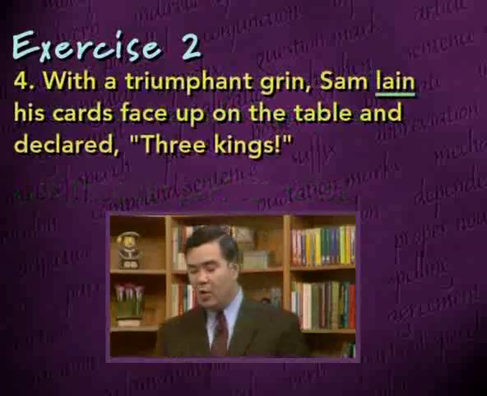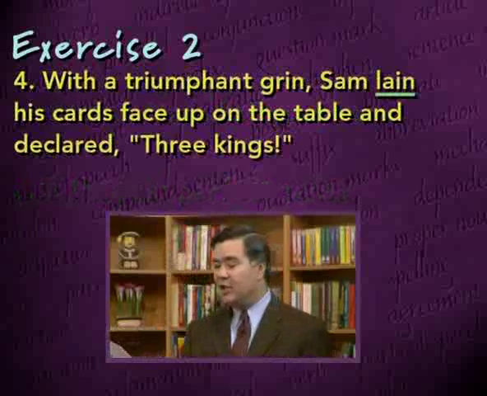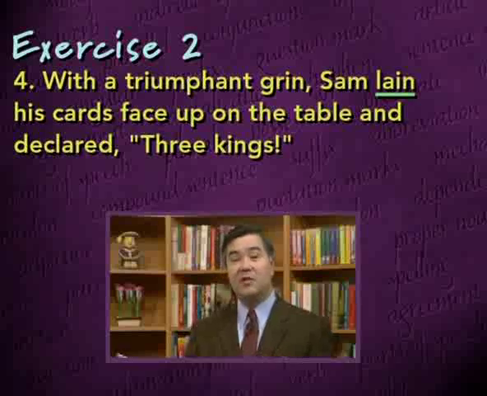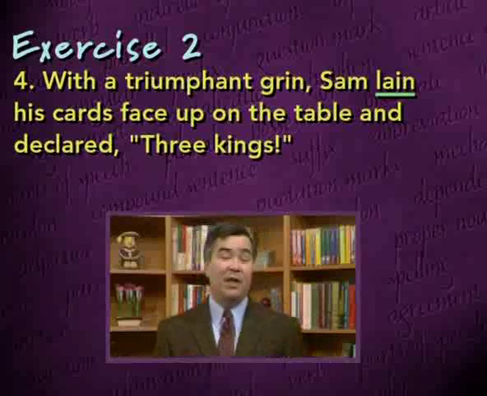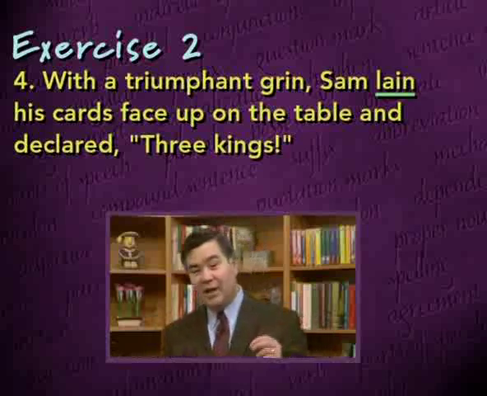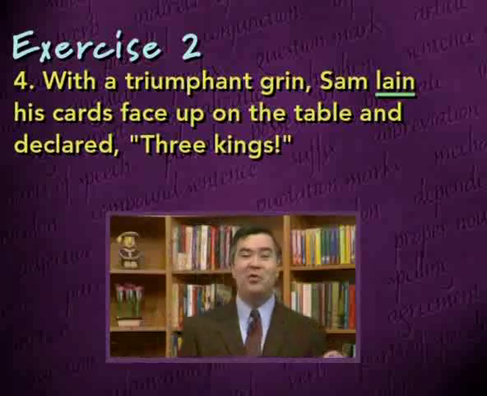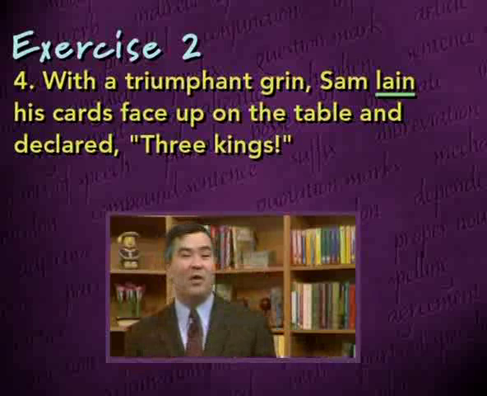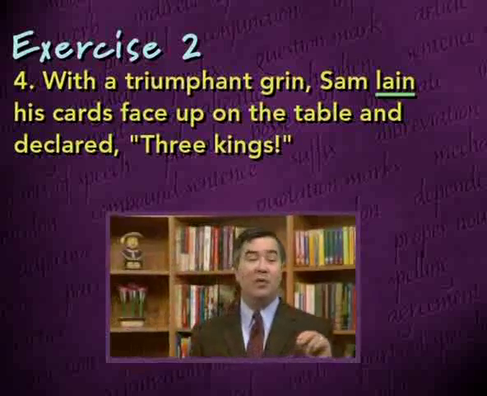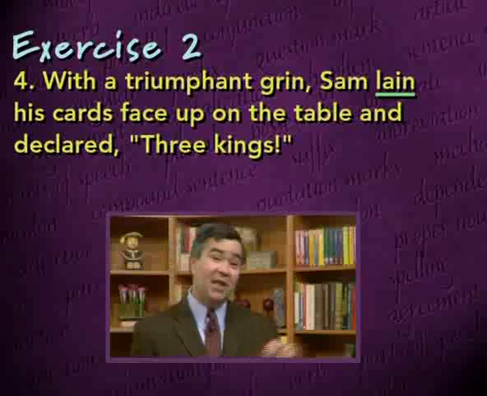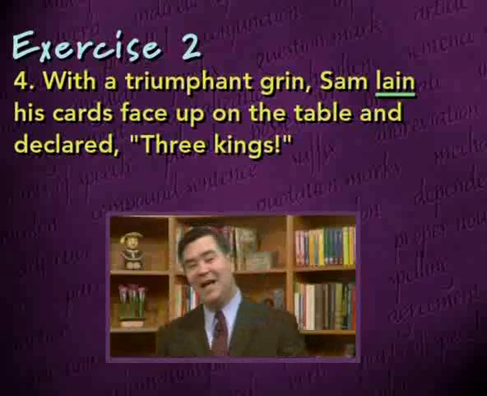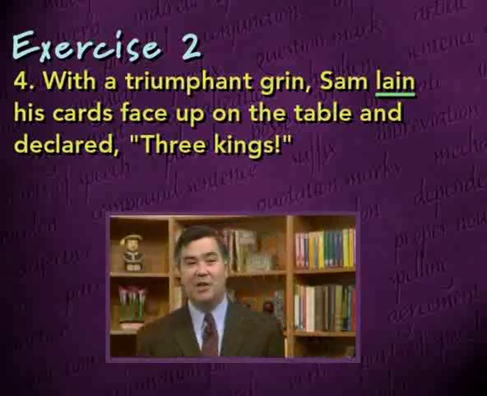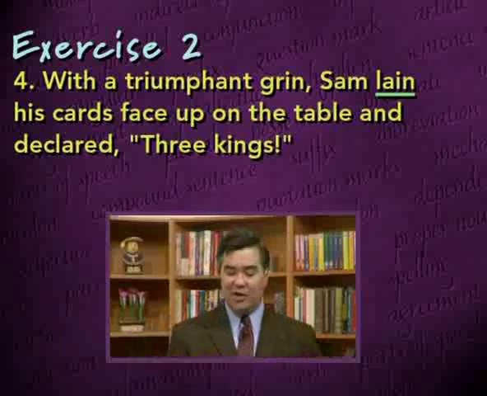Next example. With a triumphant grin, Sam laid his cards face up on the table and declared, 3 kings. So Sam has won this card game, but has the proper irregular verb been used? Well, let's begin by figuring out which of those two tricky irregular verbs would be proper in this sentence. Do we want the verb to lie or the verb to lay? Well, remember, the verb to lie is an intransitive verb that doesn't take a direct object. The verb to lay is a transitive verb that does take a direct object. In this sentence, is there a direct object or not? Is something receiving the action of the laying?